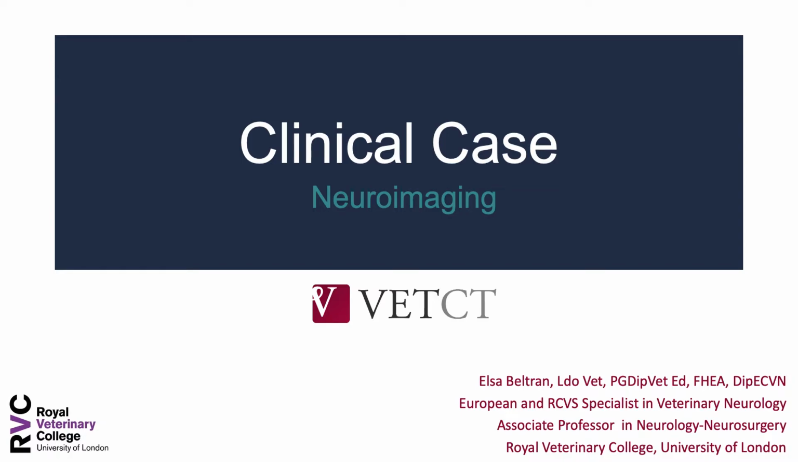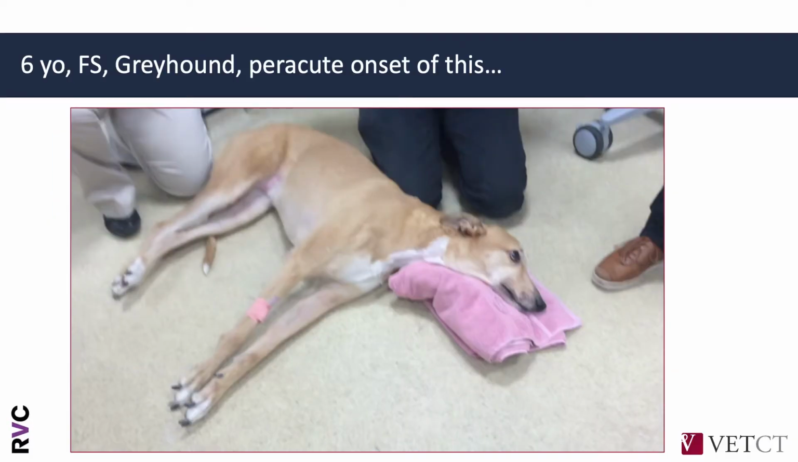Welcome everyone. We're gonna see this case on neuroimaging. This case belongs to a 6-year-old female spayed greyhound that presented with peracute onset of the following clinical signs.